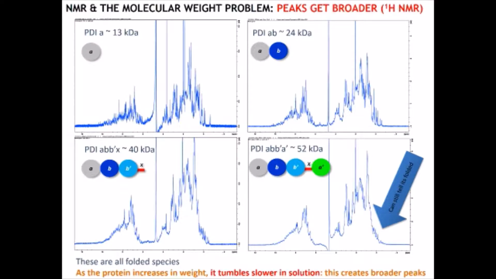Why does it happen? Because as the protein weight increases, as the molecular weight increases, the protein tumbles slower in solution. So that creates broader peaks, because you are seeing an average of all those conformations in solution, which results in peak broadening.